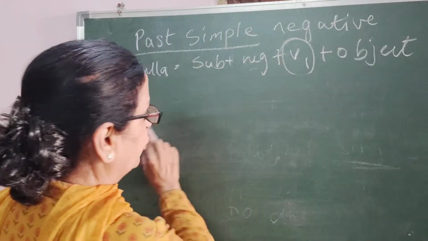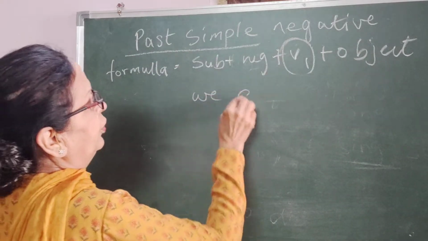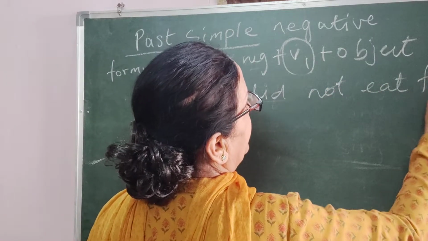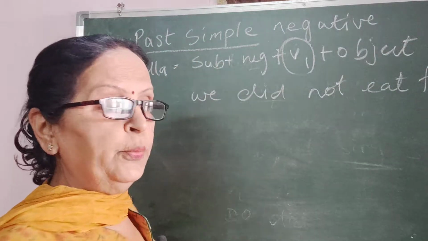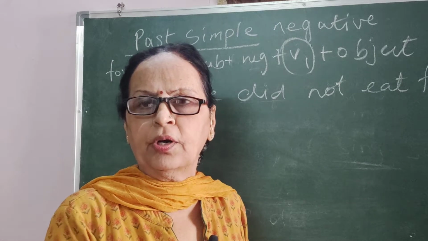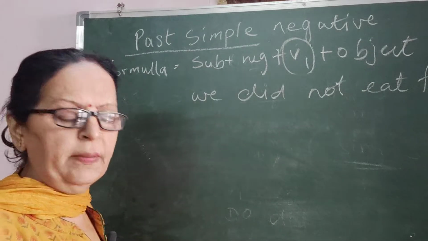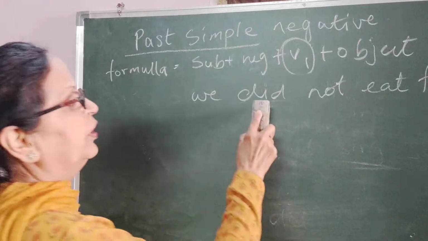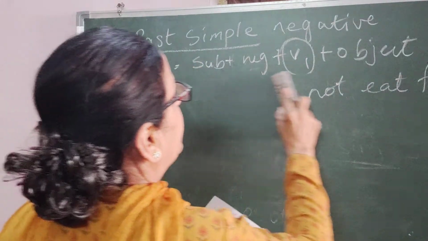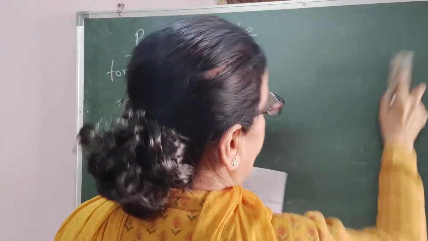Let me put up one or two more examples for you. We did not eat food. हमने खाना नहीं खाया. In present we had he, she, it के साथ name के साथ अलग verb लगता है और I, you, we, they के साथ अलग लगता है. यहाँ पर everything is the same. It is did, the second form of verb to be applied, and the main verb remains in the first form. This is about negative. Now we will be moving on to interrogative.